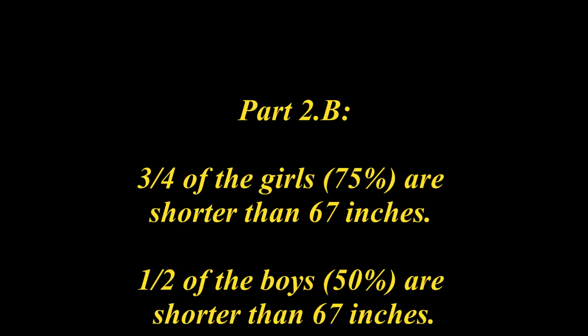And for part 2B, if you look at that graph and remember our rule for quartiles, each section is 25%. 3/4 of the girls, or 75%, are shorter than 67 inches, but only half the boys are shorter than 67 inches. So that's a good starting place for part B. Now, you could probably pull out more comparisons on your own, and I hope you do, but that's kind of what we were looking for on those two.